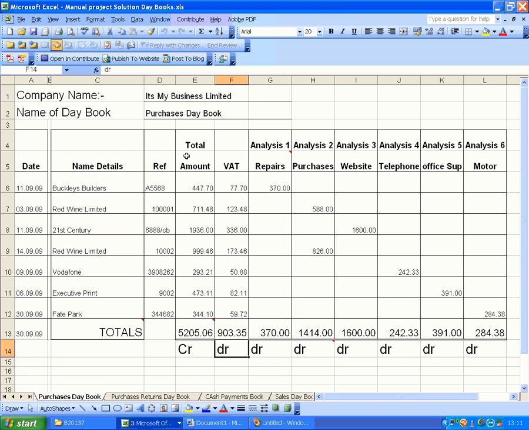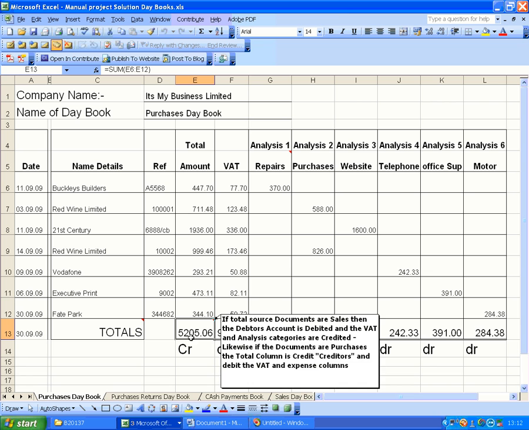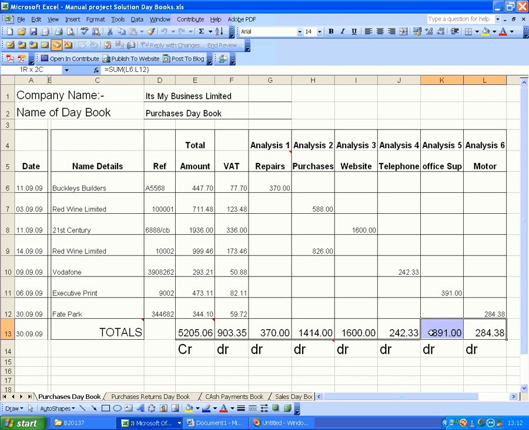We started off by entering source documents into the purchases daybook. When we totaled the total column, we have already established that this should agree to the total of the analysis columns. We then had to determine, using the debit and credit synopsis, what were debit postings, what were credit postings. We then suggested the best way would be to actually write down at the bottom of each of these columns which were debit postings and which were credit postings.